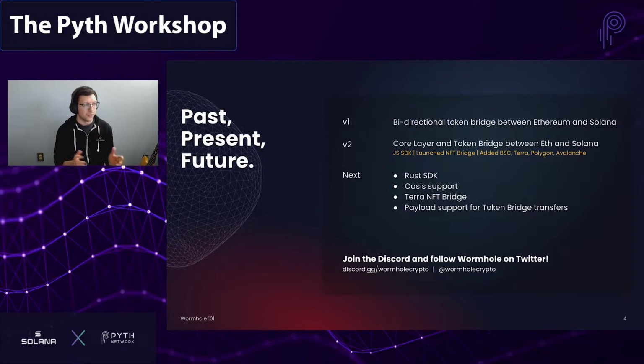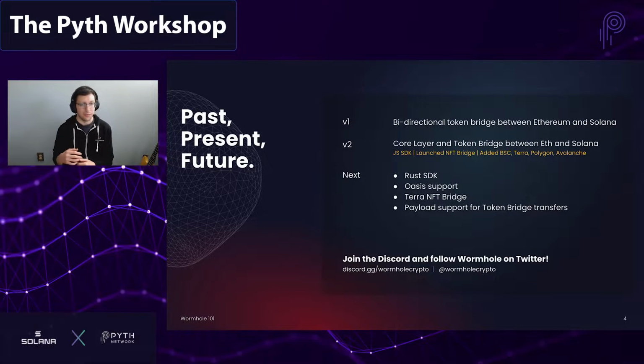Like I said, originally it was a V1 bidirectional token bridge, just between ETH and Solana. We took the core concepts that we used there. We already had all the pieces to pass data, right? Tokens were just a subset of passing data. So we re-architected, and now we have what we refer to as the core layer. This is just generic message passing, how that works. And then we build applications on top of that, as well as other integrators building on top of that.